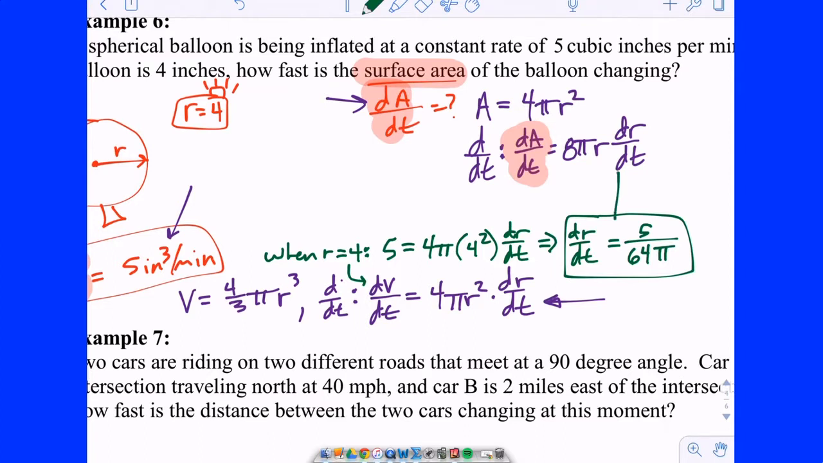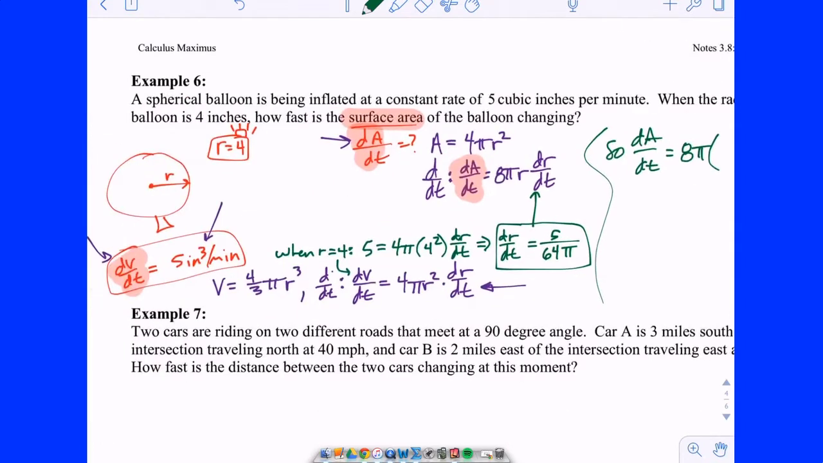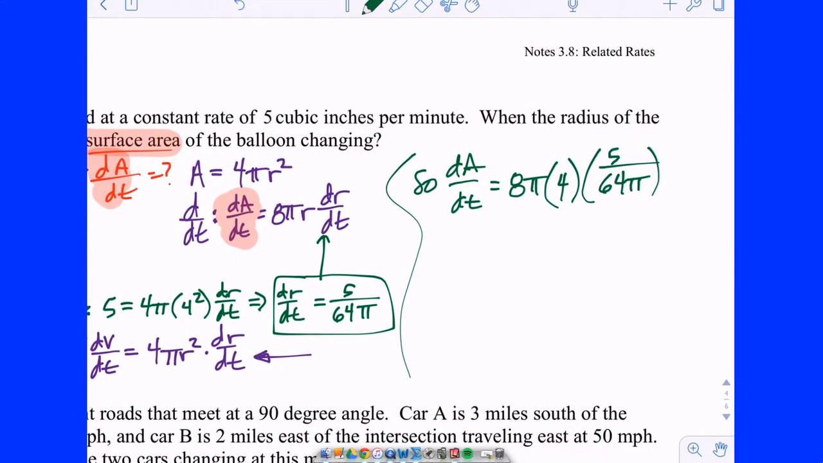Now I can use that right here. Okay? So dA/dt at the moment equals 8 pi times r, which still at that snapshot moment is 4, times 5 over 64 pi. If you would have plugged in with variables using dV/dt, you probably could have simplified some of your pi's and stuff like that. But we're working with numbers, and so there's dA/dt. And if I simplify that, good things should happen now.